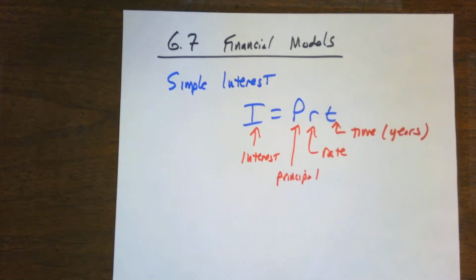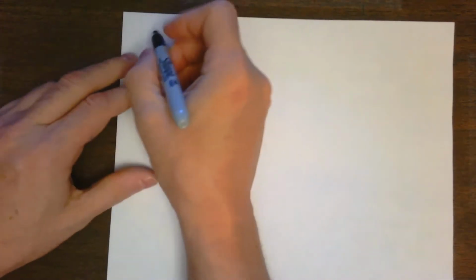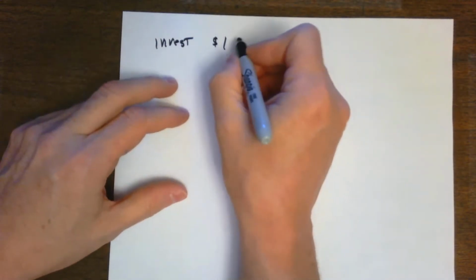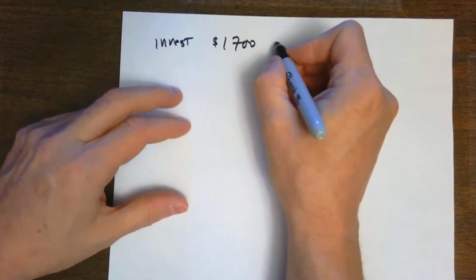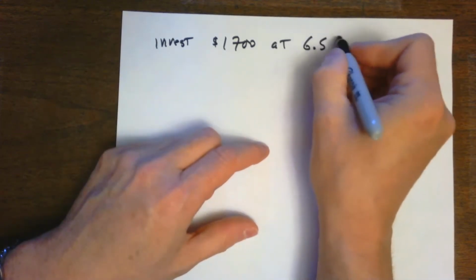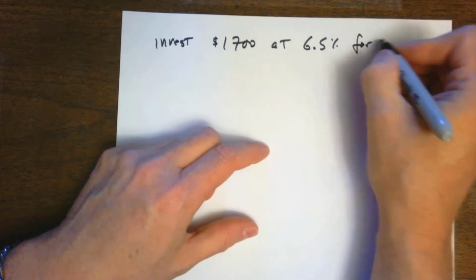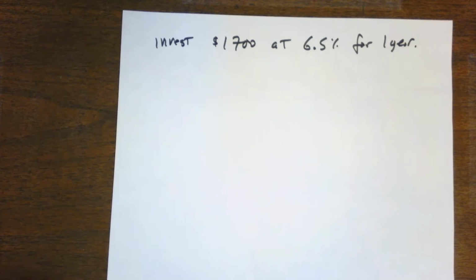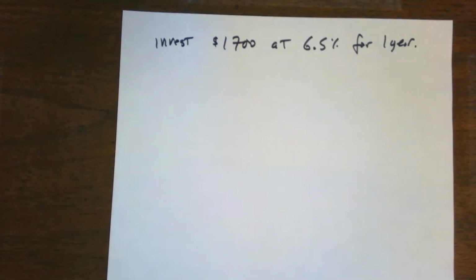All right, let's look at a very simple, very basic question. This is our first level model here. Suppose I'm going to invest $1,700 at 6.5% simple interest for 1 year. So suppose out of the middle of nowhere, I get a check for $1,700, and I decide, you know what, I'm going to put it aside. I'm doing pretty good now. I'm going to put it aside for a year. How much would I have in a year?